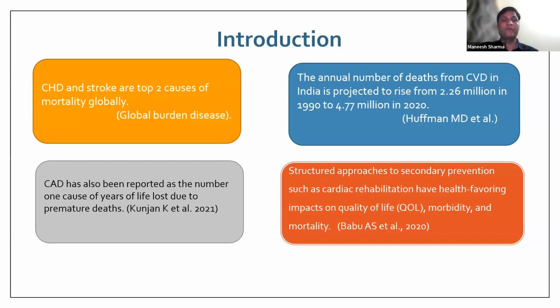It has also been reported as the number one cause of years of life lost due to premature deaths. Therefore, along with the primary intervention, that is the medications as well as PCI and CABG, if cardiac rehabilitation is supplemented with the traditional approach, it will have a health-favoring impact on quality of life. It decreases morbidity as well as mortality.